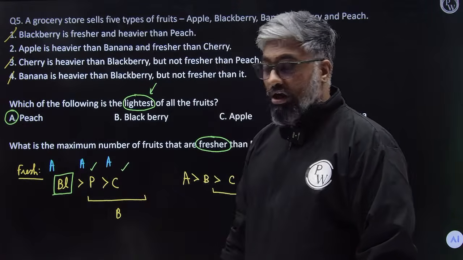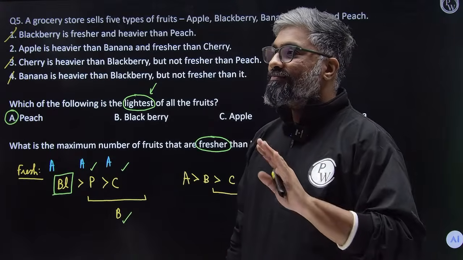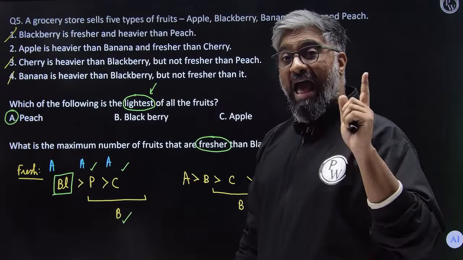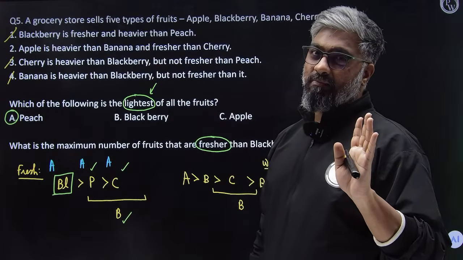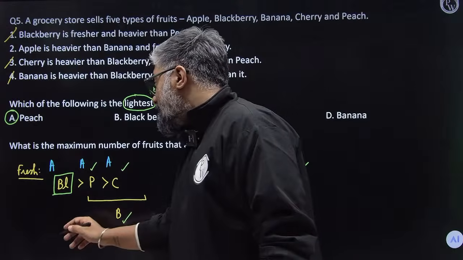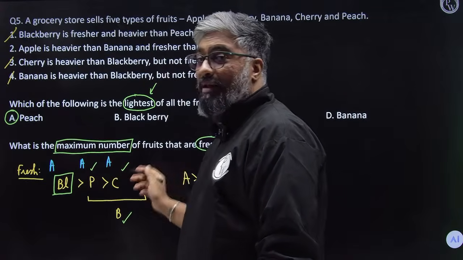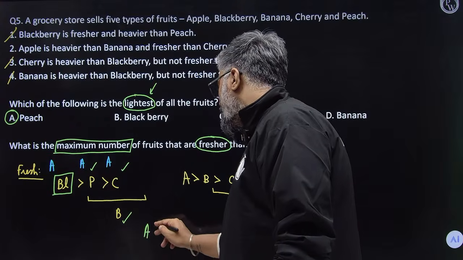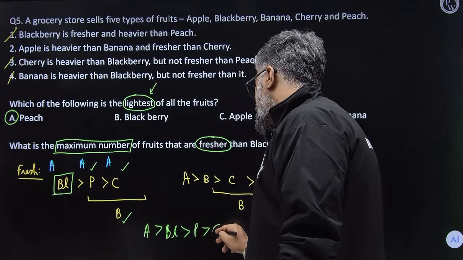Cherry for sure, banana for sure. Do we know anything about apple? No. Apple can be fresher than blackberry or less fresh than blackberry, possible. That means if I want to get the maximum number of fruits that are fresher than blackberry, one of the possible arrangements would be like this: apple, then blackberry, then peach, then cherry.